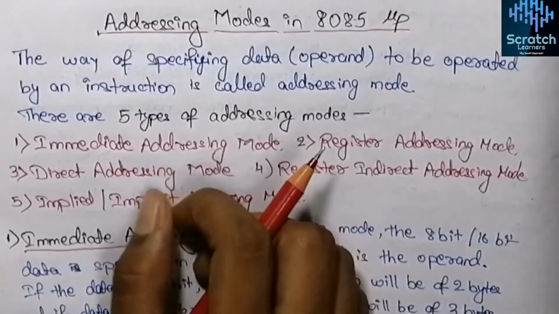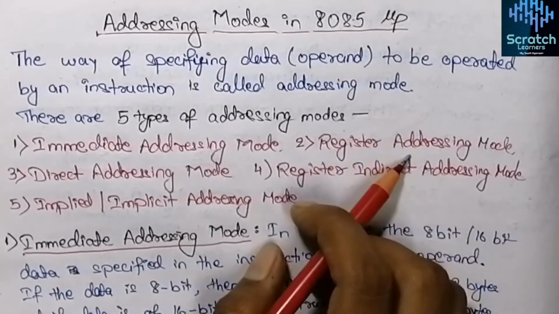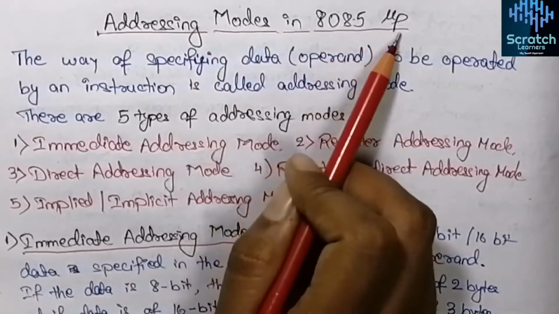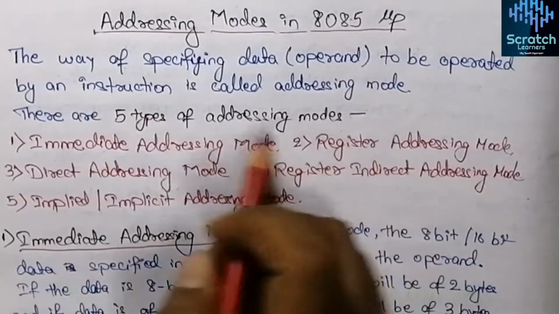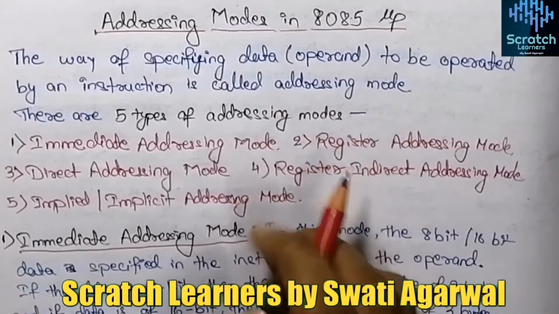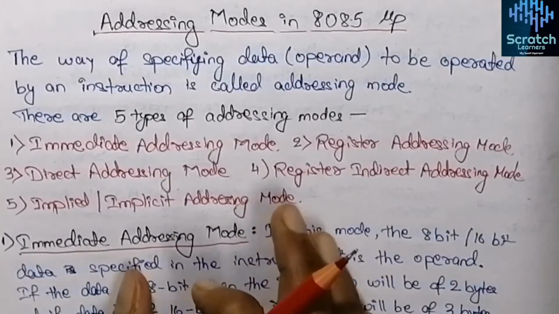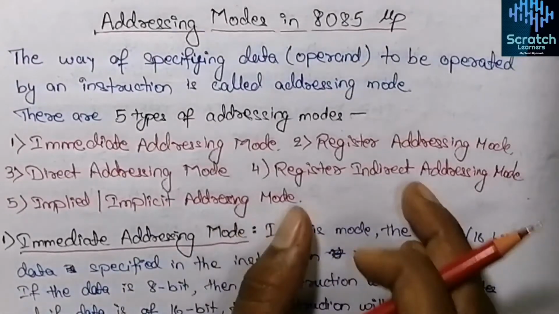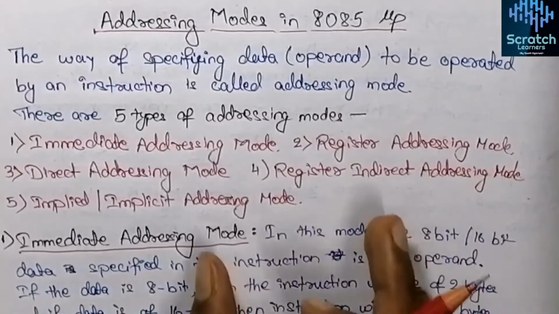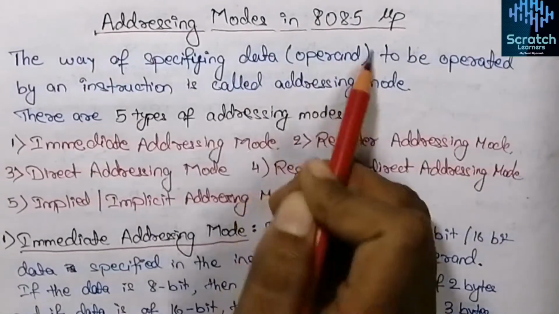Today in this video we will discuss the different types of addressing modes in the 8085 microprocessor. So let's get started. We know that any instruction requires some data to be operated on, right? And the data on which a specific operation is being performed is known as the operand.